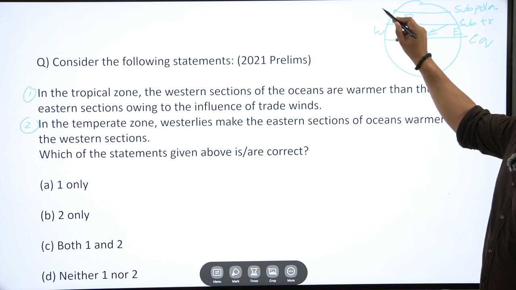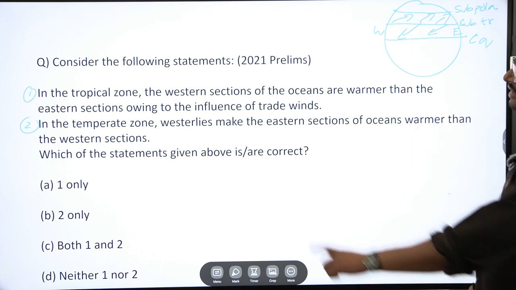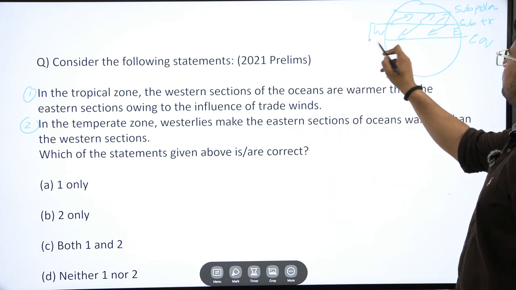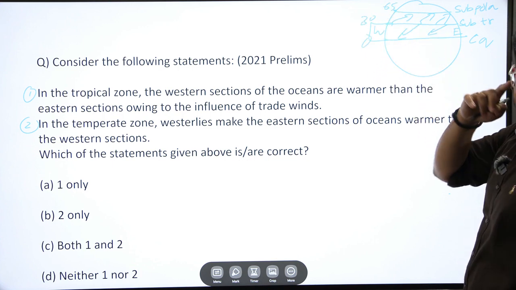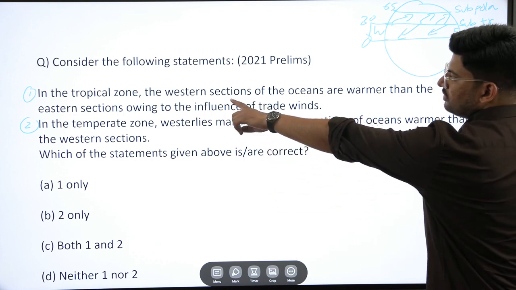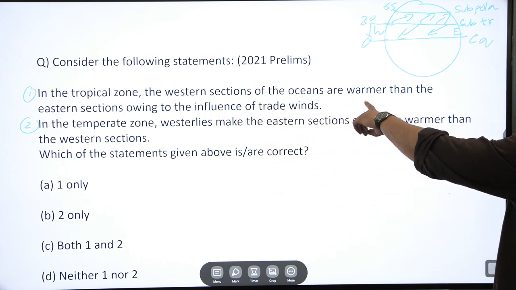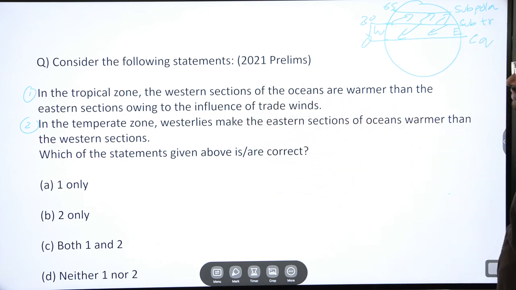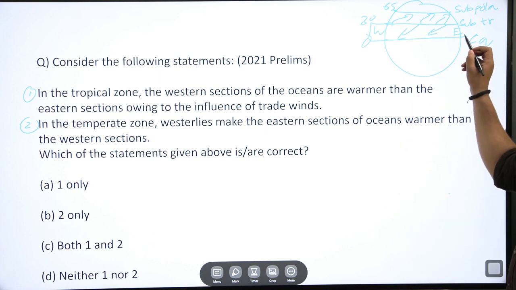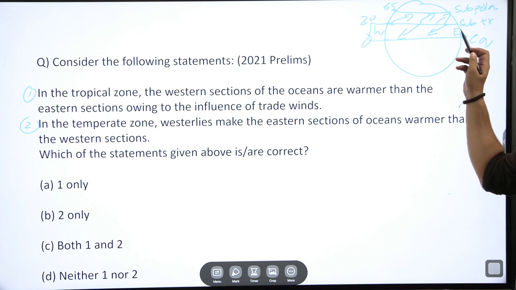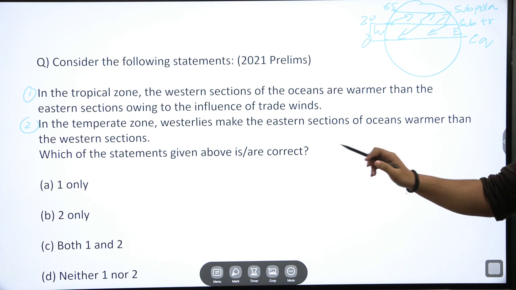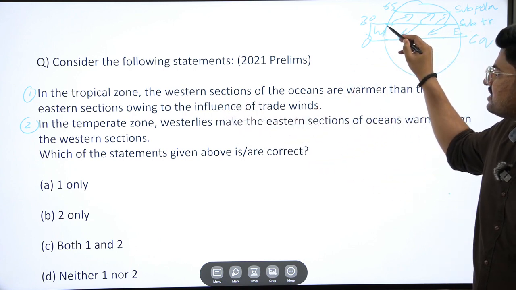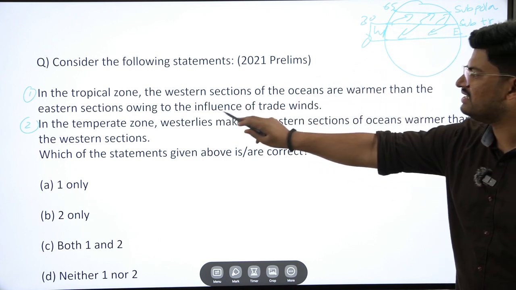Here, west to east. So this is the tropical zone, right? 30 to 0, 30 to 65. This is tropical, this is temperate. So in the tropical zone, the western sections of the oceans are warmer than the eastern sections owing to the influence of trade winds. The point is, what happens in the tropical zone? Easterlies push water towards west. So warm water goes towards west. So in the tropical zone, western sections of the oceans are warmer than the eastern sections.